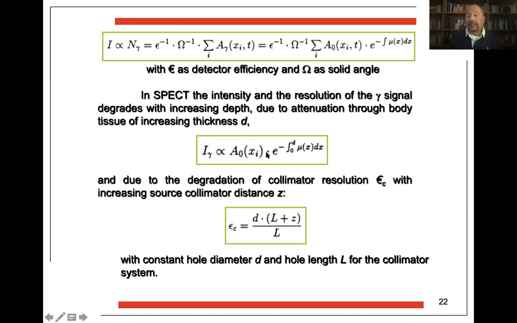In addition, you have the degradation of collimator resolution with increasing source-collimator distance. Essentially, you lose the collimation, because you will always have a cone, and then this cone gets worse. Easily you can show that the collimator resolution is given by this formula, d times (L plus Z) divided by L, having constant hole diameter d and hole length L, and Z is the depth between the collimator and the point.